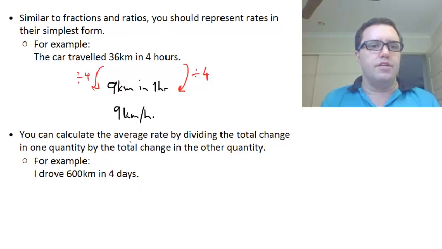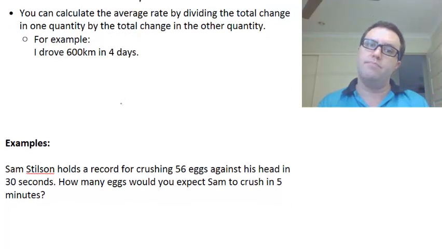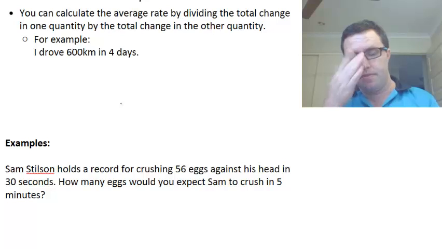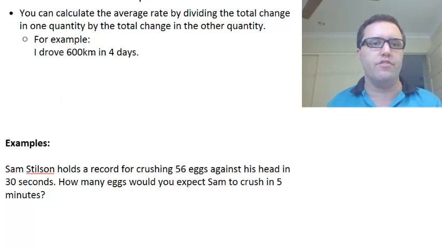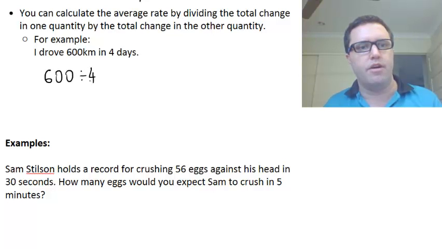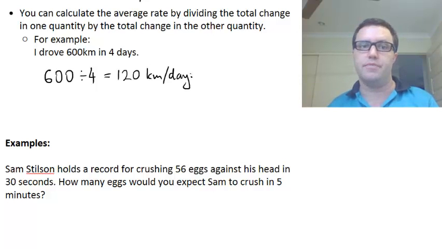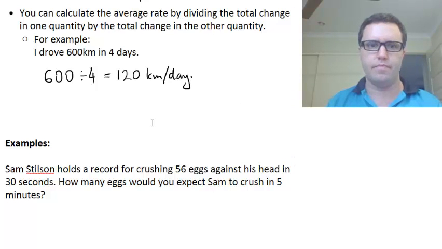Okay, you can also calculate something called the average rate by dividing the total change in one quantity by the total change in the other quantity. So for example, I drove 600 kilometers in 4 days, so I would have 600 divided by 4, which is 120 kilometers per day. And that would be your average rate of change.